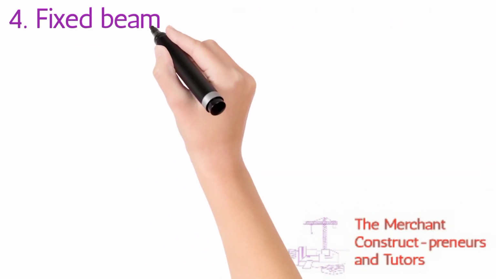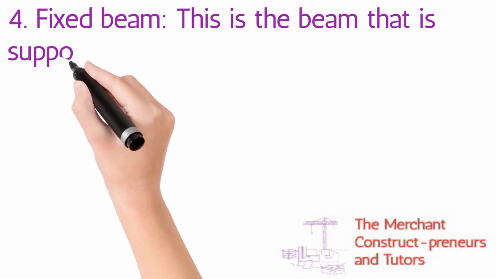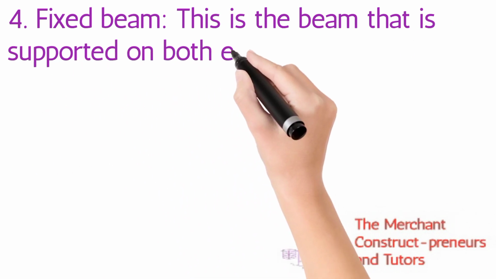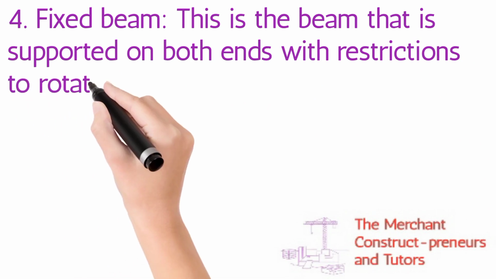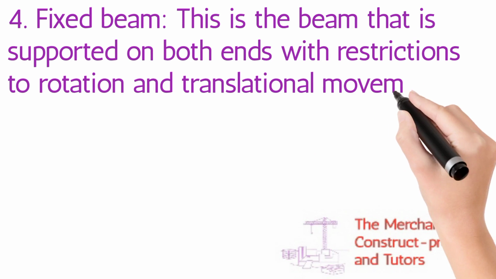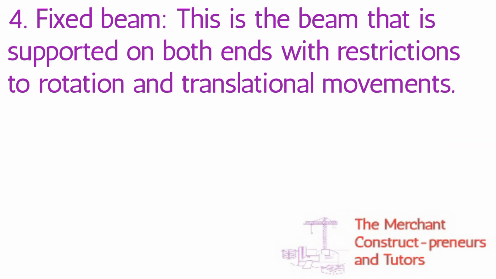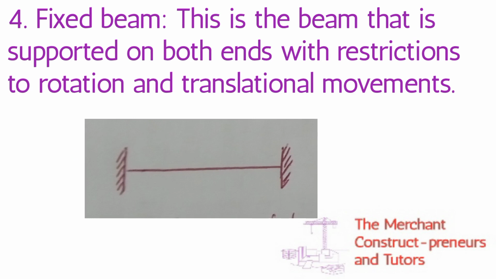Now the third part of the classification based on the support conditions is the cantilever beam. Now this is the beam that is supported only on one end, with a fixed support and the other end free. It is common in balconies and overhanging structures. So as you can see in the diagram, it is fixed on one side and the other end is free. So that is what we call the cantilever beam.